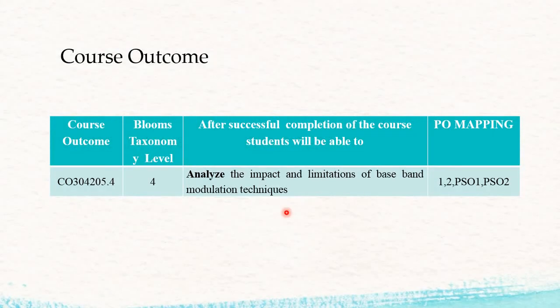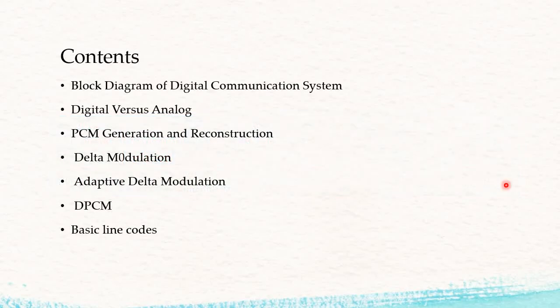In the course content of unit number 4, the course outcome of unit number 4 is to analyze the impact and the limitations of baseband modulation techniques. The Bloom's taxonomy level for this particular CO is 4 and the PO mappings are 1, 2, PSO1 and PSO2. Contents of unit number 4: the block diagram of digital communication system, digital versus analog communication system, PCM generation and reconstruction, delta modulation, adaptive delta modulation, DPCM. Last topic is basic line codes.